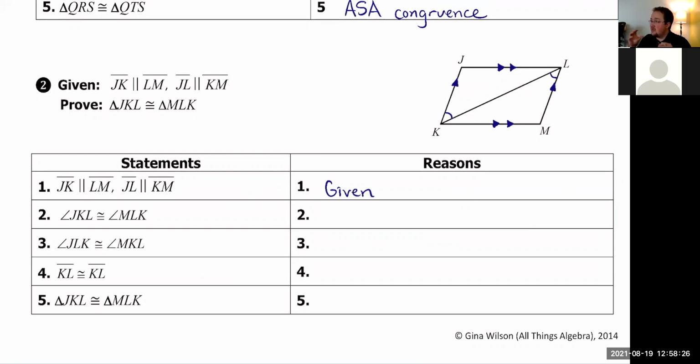But I'll give you a clue. Parallel, we should be thinking angle pair relationships. This one's a little distracting because we do have extra parallel lines in there. If it helps, try to ignore JL and KM and just imagine this little relationship right here. Imagine KL is the transversal between JK and LM.